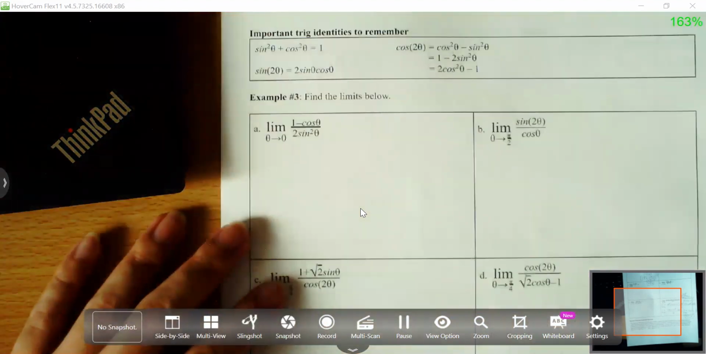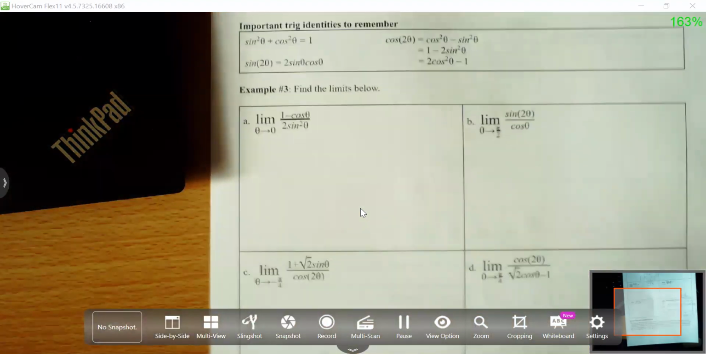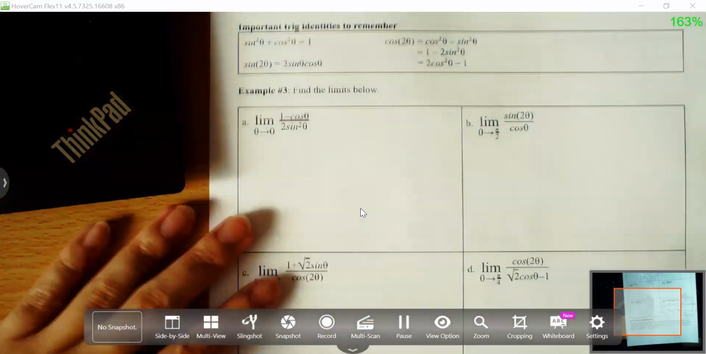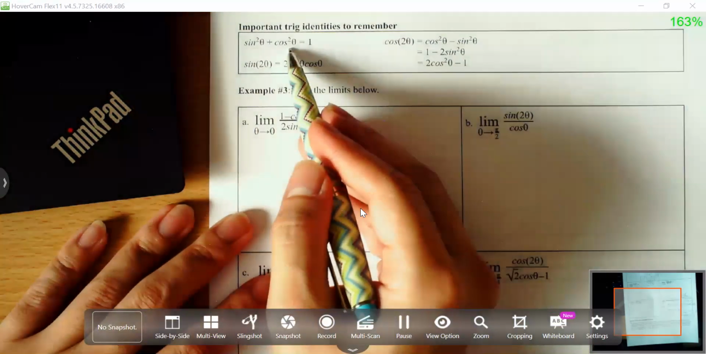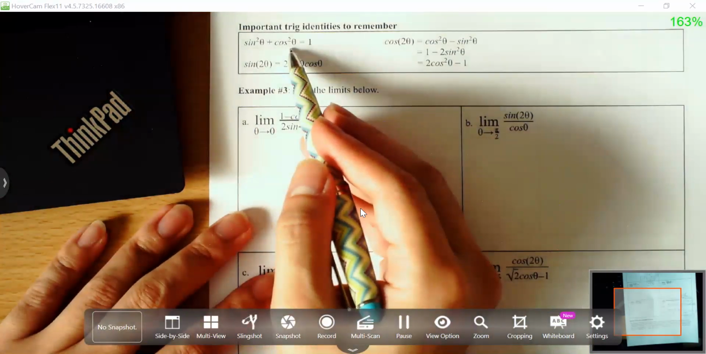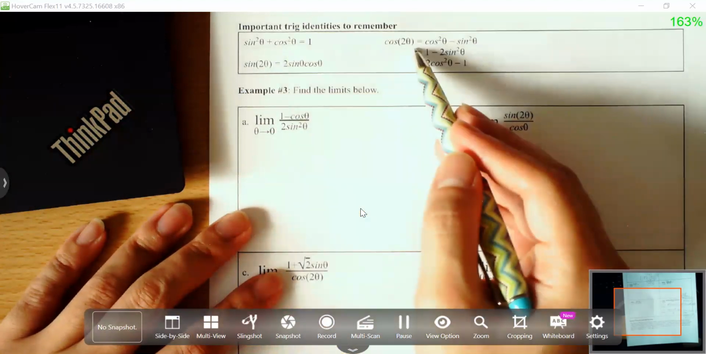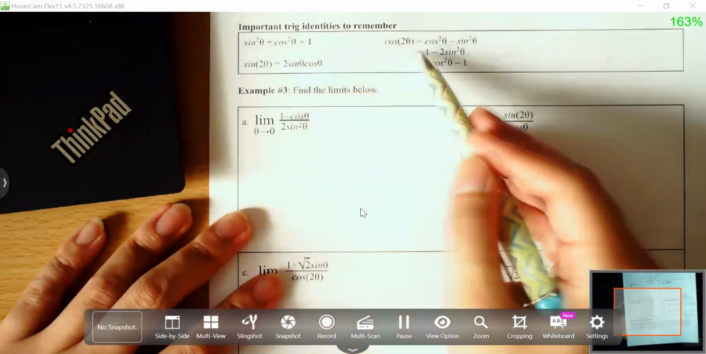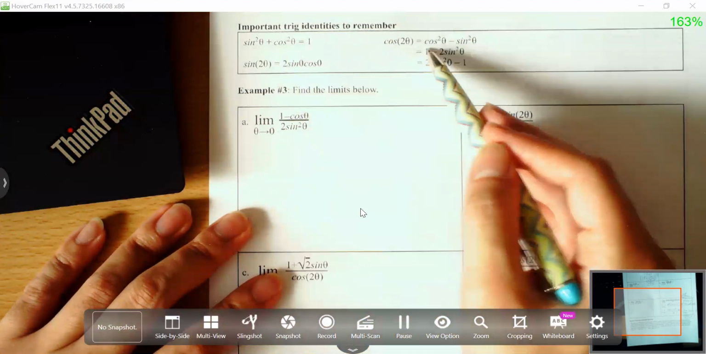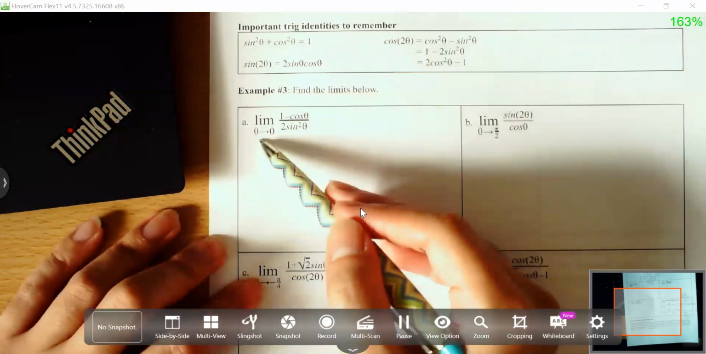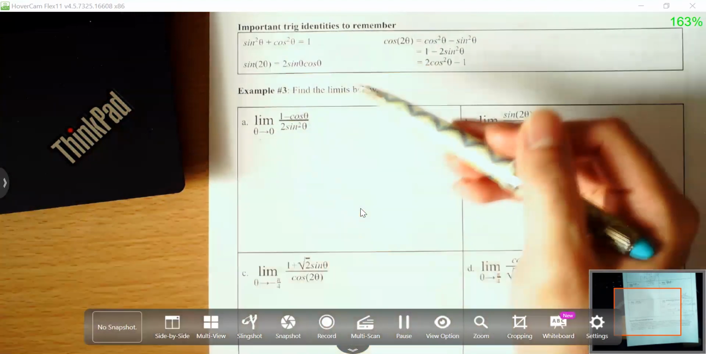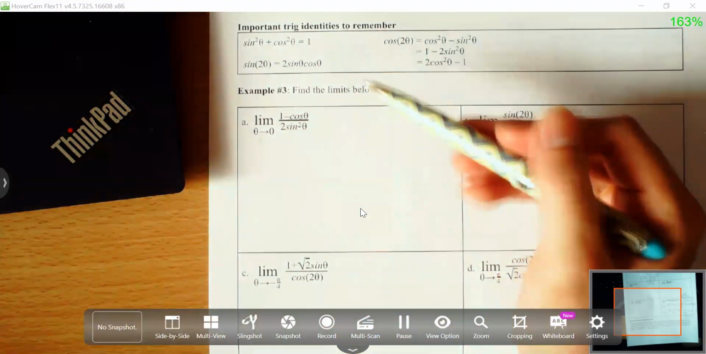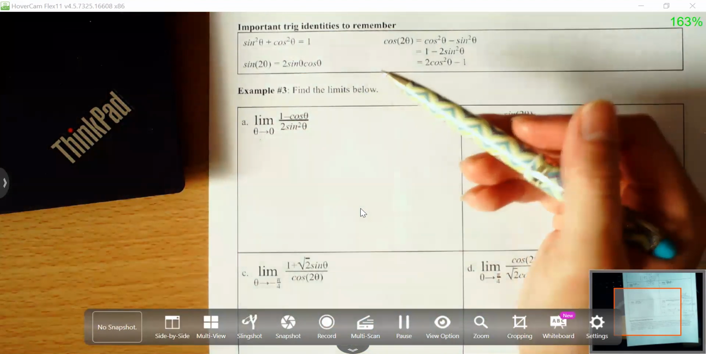So here are important properties to remember. Here is the Pythagorean property. And you also learn what were called double angle formulas from trig. Sine 2 theta, cosine 2 theta. And we'll get to these in a bit. But I want you to see if you can try to do A by following the method that we did on example 2. Just play around with it, okay? See how far you can get.